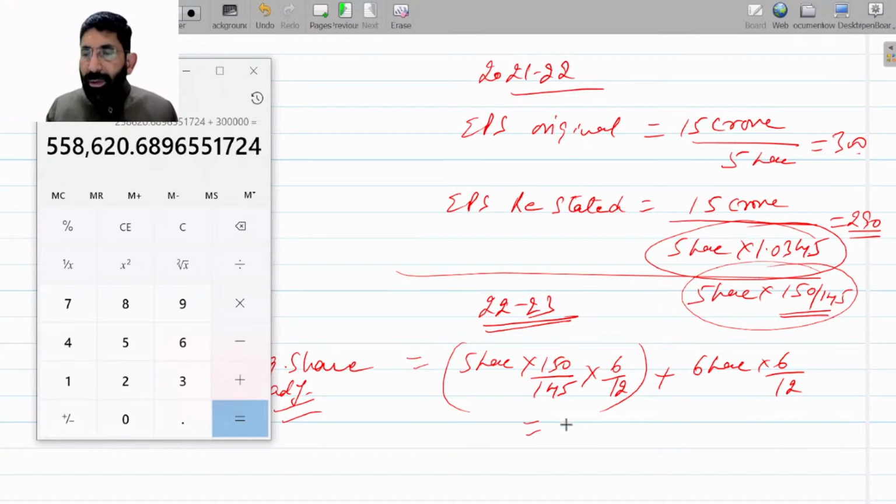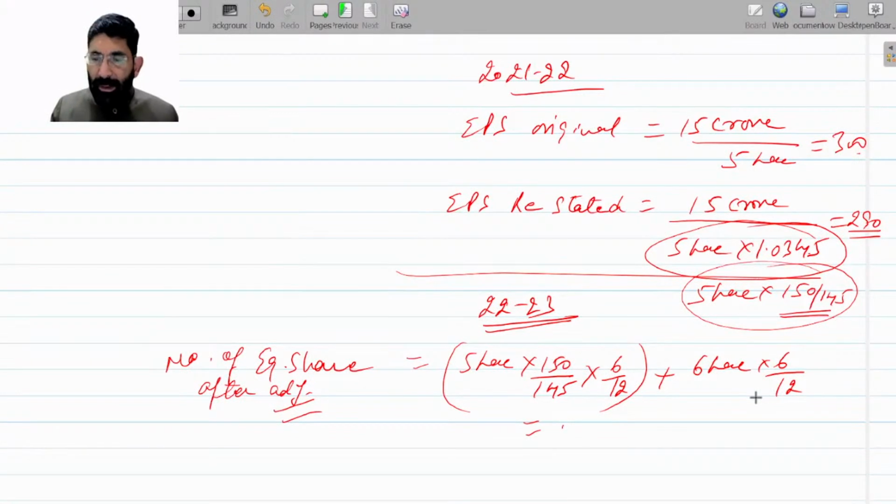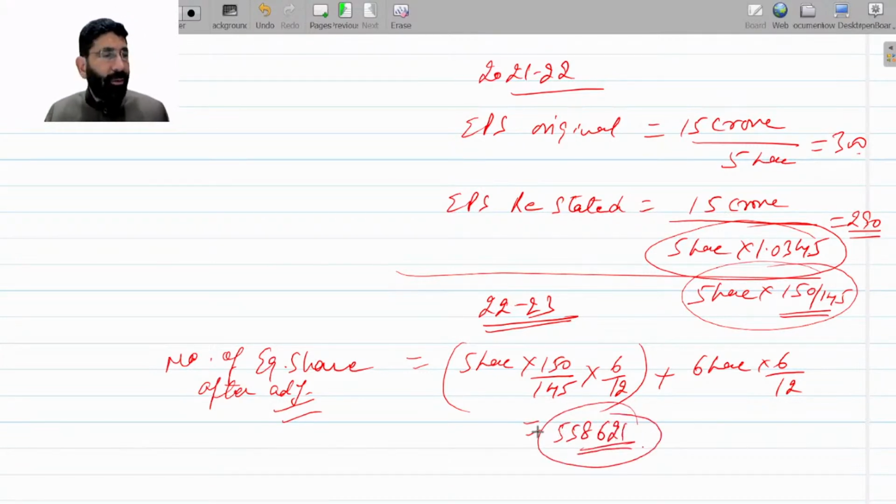$558,621. It is not rounded off even. It will be paid in cash normally, but even then, why do we have to do it like this? Because in the exam, it will not come in this way. So it will be 5,58,621.